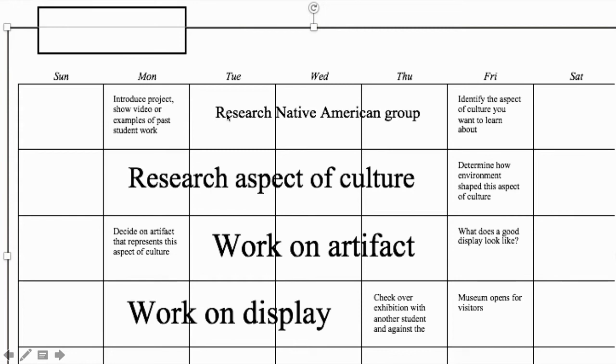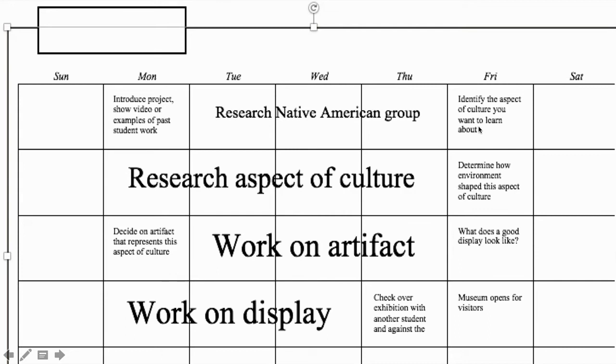Now, like I said, these may look very different for students. In other words, when they're researching the Native American group, one student may only need 2 days to do that research. Another student may need 4 days or 5 days. They'll have to figure out how to manage their time.